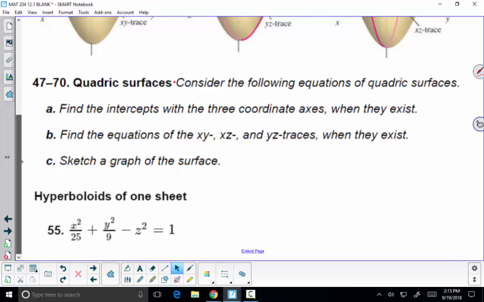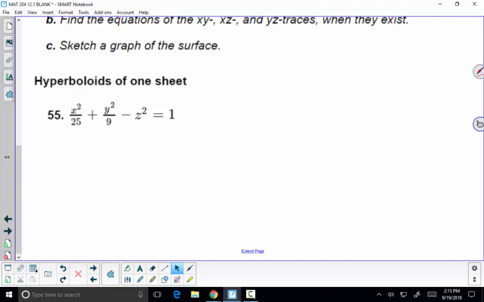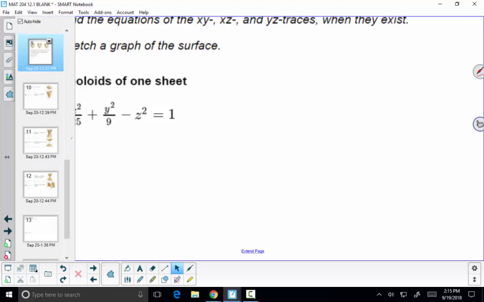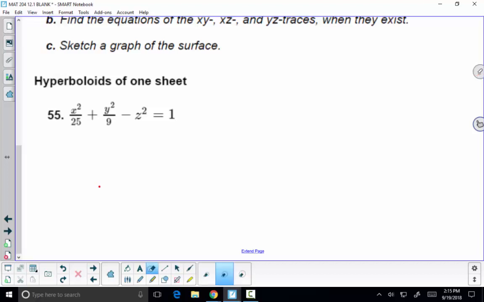This right here is going to be one of them. This is called a hyperboloid. So this is going to be a hyperboloid of 1 sheet. We're going to see that there are 2 different types of hyperboloids: a hyperboloid of 1 sheet and a hyperboloid of 2 sheets. So let's just find the traces here first.